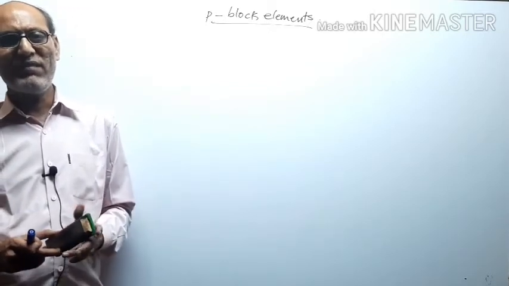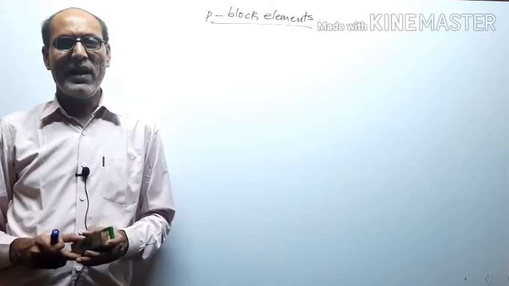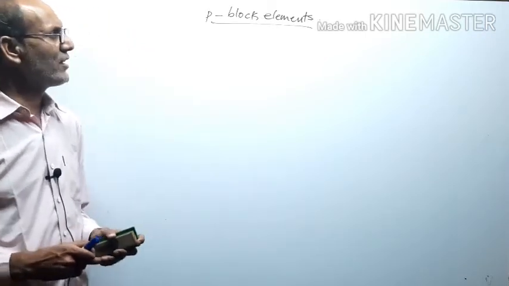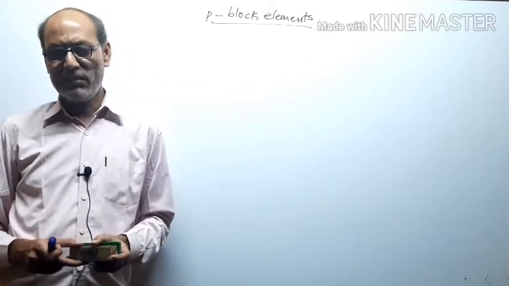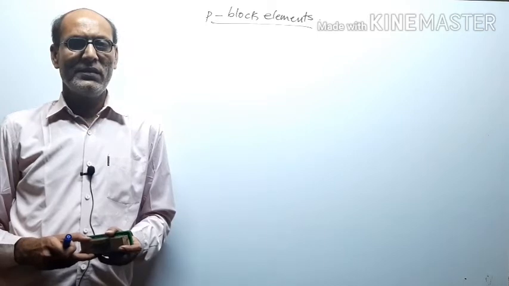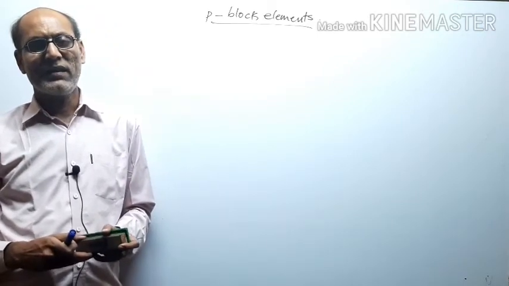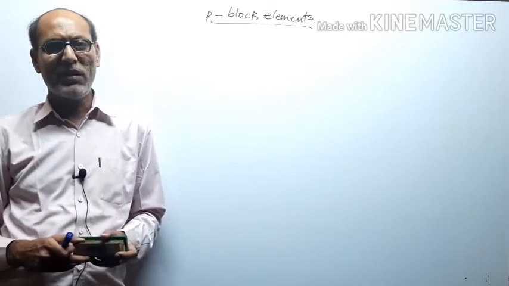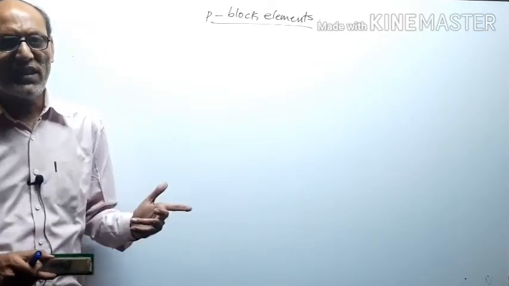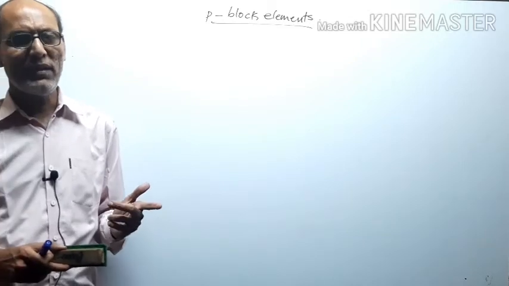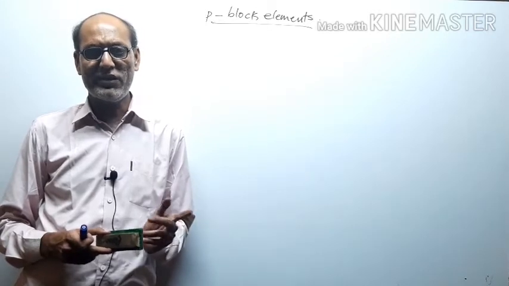Dear student, when we write the electronic configuration of any element and we find the last electron or differentiating electron enters in P subshell, they will be called P block elements. In class 11th we have studied about the S block elements. When the differentiating electron enters in the S subshell or S orbital, they will be called S block elements.